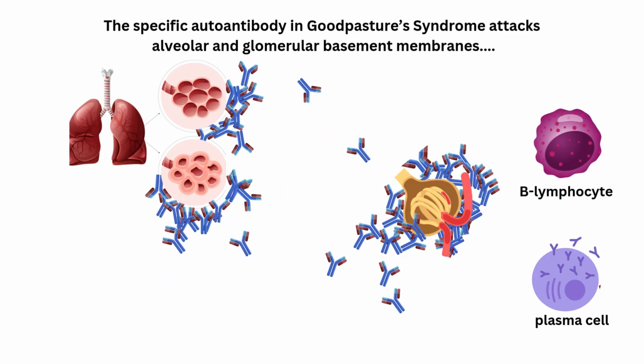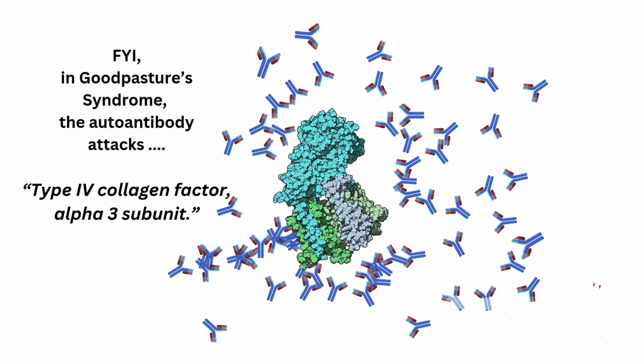The specific autoantibody in Goodpasture syndrome attacks alveolar and glomerular basement membrane antigens. For your information only, this autoantibody attacks type 4 collagen factor alpha 3.